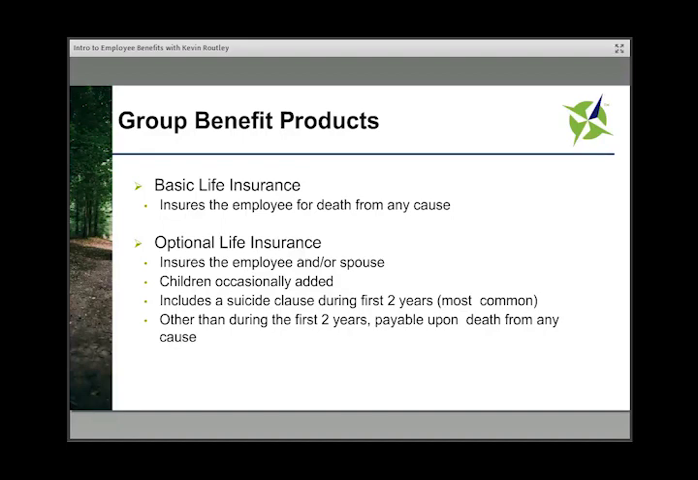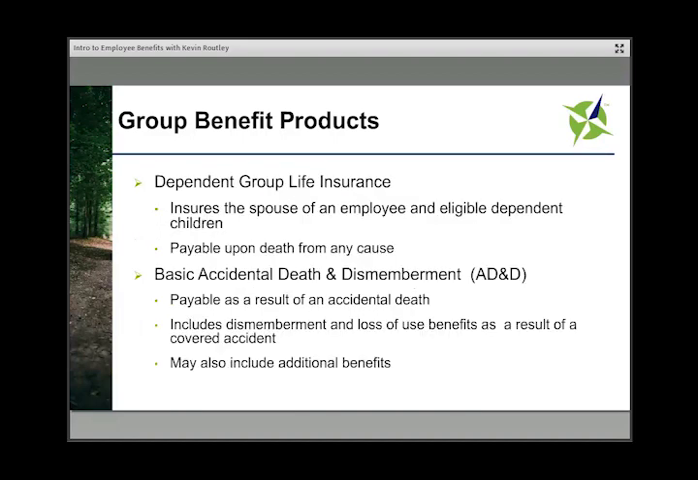Outside of the basic life insurance that you offer, you can put on your benefit program optional coverage. Optional life insurance insures the employee and or the spouse, and sometimes it covers the children. But like most individual life insurance programs, it has a suicide clause during the first 2 years. Other than during the first 2 years, life insurance is payable upon death from any cause within an optional life program.